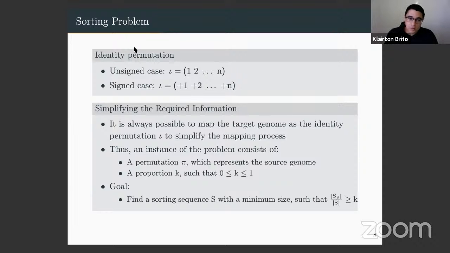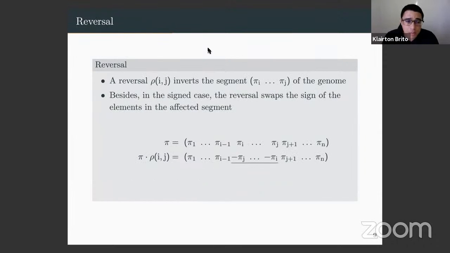So now I will talk about the rearrangement events. The first one is the reversal event. Reversal is an operation Rho-ij, which inverts a segment of the genome. Besides, if we are dealing with a signed permutation, the sign of the elements is swapped in the affected segment. As you can see in this general example, we have the permutation pi, and below we are applying a reversal Rho-ij. The affected segment has a line below. The segment is inverted, and also the sign of the elements inside the segment is swapped.